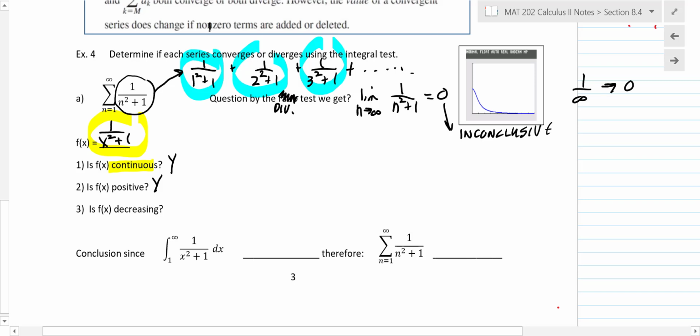So for instance, this is like 1/2, 1/5, 1/10. Are the terms getting smaller? Yes. Okay, that's good enough. If you can see it, that's good enough. So it looks like all those things check out.